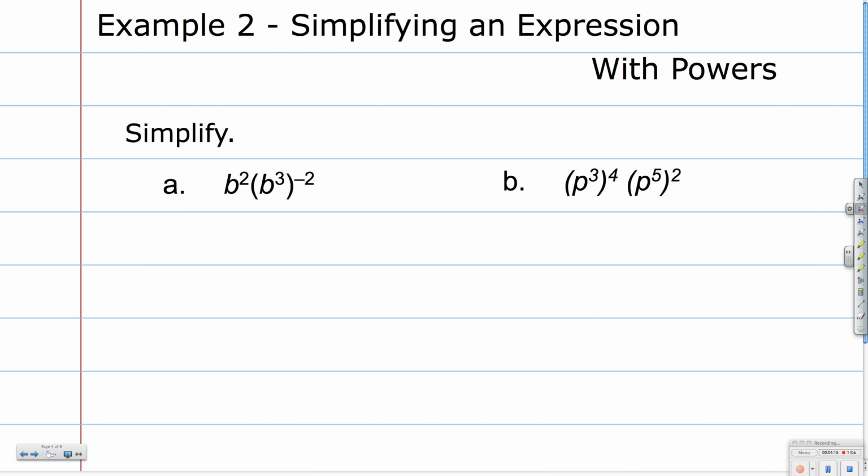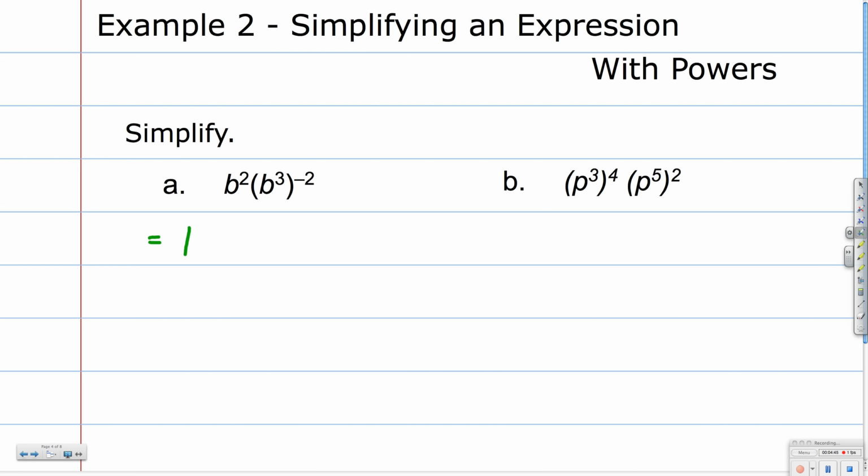Example 2, simplifying an expression with powers. Now these two problems are a little more complicated than the first example, but they're really not that bad. In part A, we have b to the 2nd power times b to the 3rd being raised to the negative 2. In this case, we have two bases of b, but before we try to put those two bases of b together, we have to do this power of a power first. And we'll apply that property that we just learned.